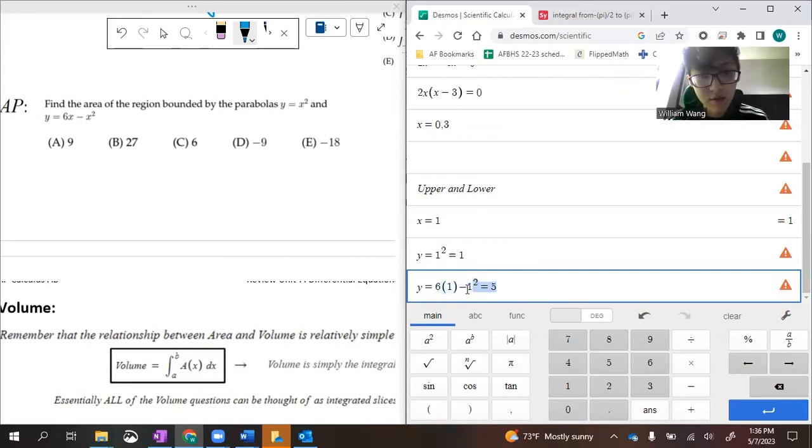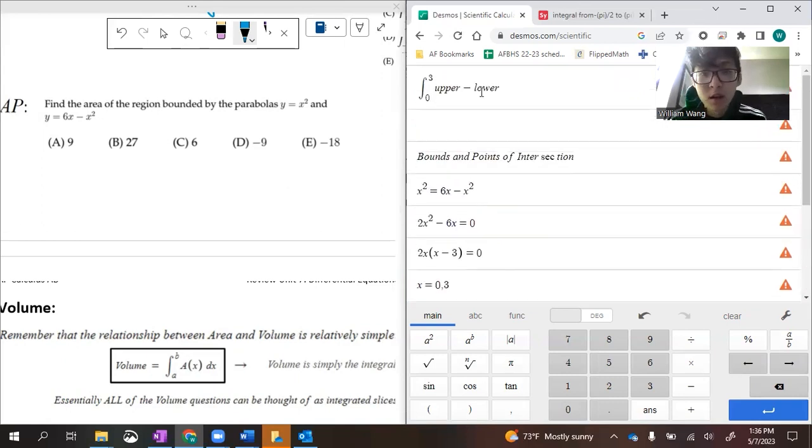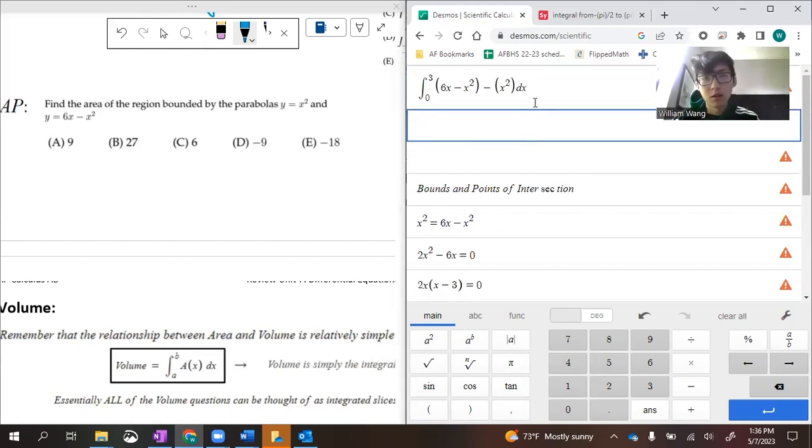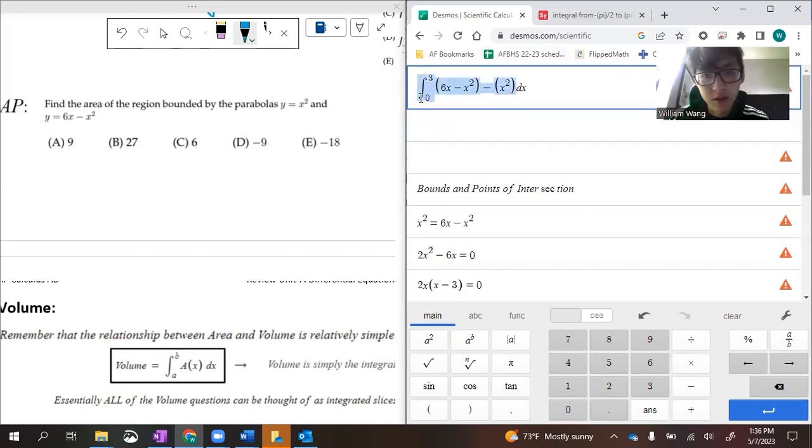It's clearly the 6x minus x squared function, because that goes all the way up to 5. Okay, so my upper function is 6x minus x squared. My lower function is just x squared. All right, so next up, I just have to solve for this integral. So let's solve for this integral. First, I'm going to simplify this integral slightly.